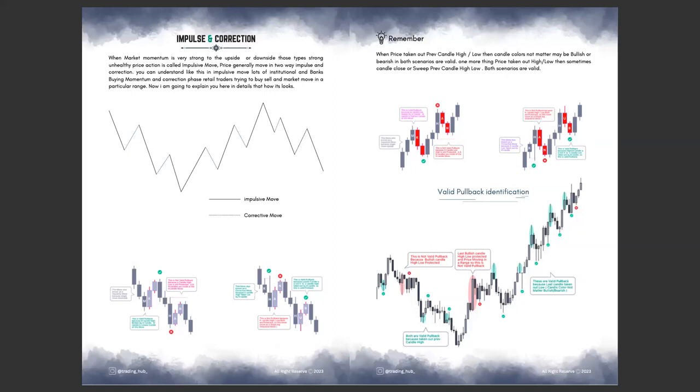In this chapter you will see impulse and correction and the explanation about pullback. If you have any question regarding this, you can ask me in the chat section.